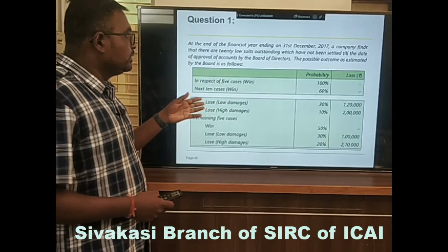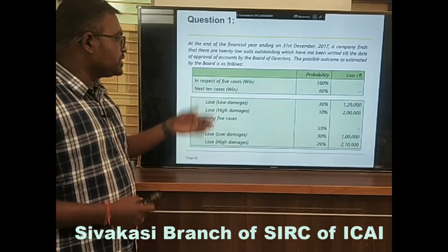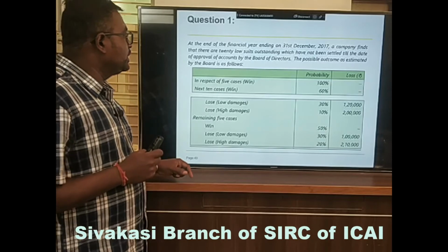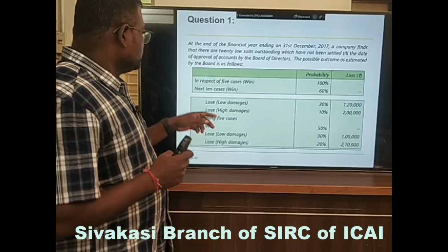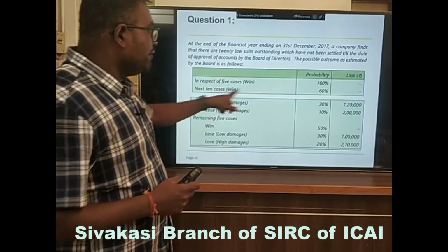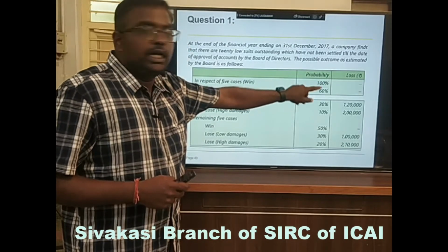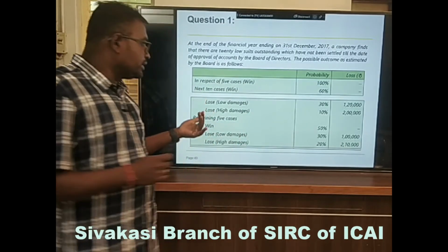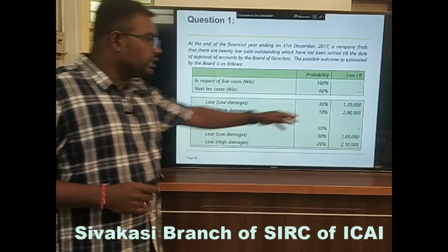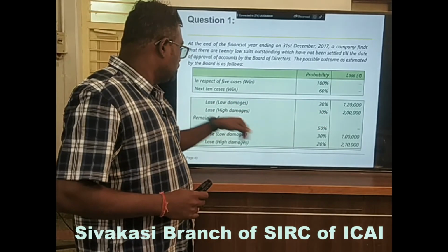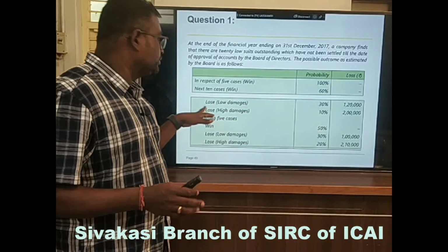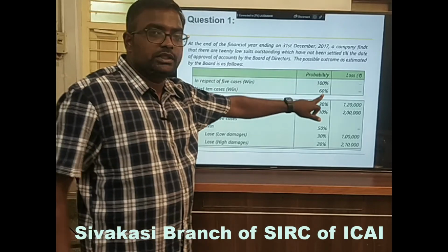So in this case, you can see the company has 20 cases. Out of 20 cases, in 5 cases the company's probability is 100% that they will win, but in the next 10 cases, they will win 30%. The chance of winning in the next cases is 60%.